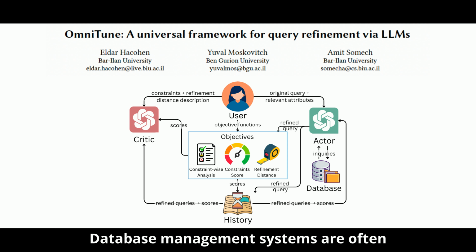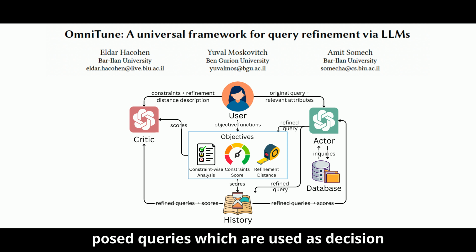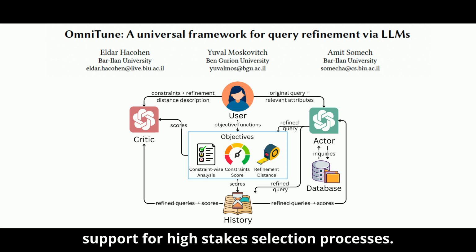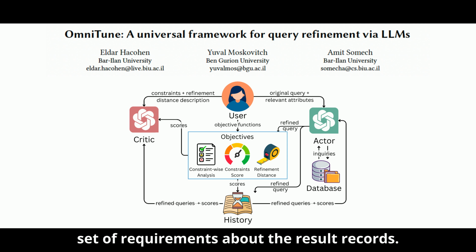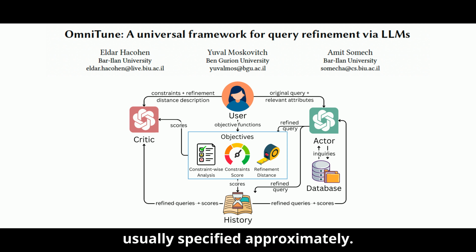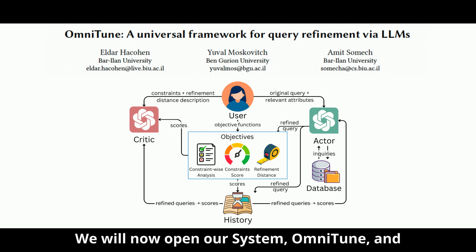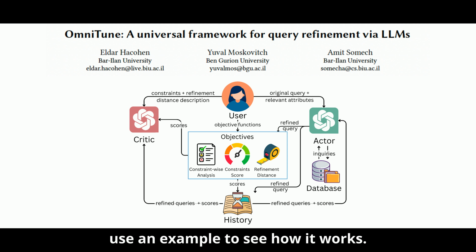Database management systems are often posed queries which are used as decision support for high-stakes selection processes. While structures vary, these queries usually have in common a set of requirements about the result records. However, these requirements are usually specified approximately. We will now open our system, OmniTune, and use an example to see how it works.